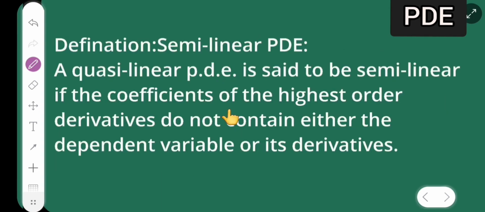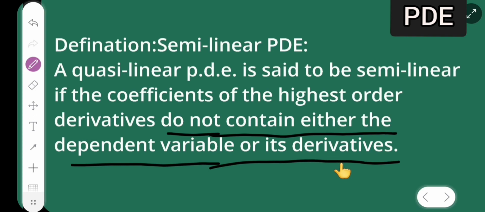Now the next definition, let us see what a semi-linear PDE is. A quasi-linear PDE, that is a partial differential equation, is said to be semi-linear if the coefficients of the highest order derivatives do not contain either the dependent variable or its derivatives. So they do not contain the dependent variable or its derivatives.